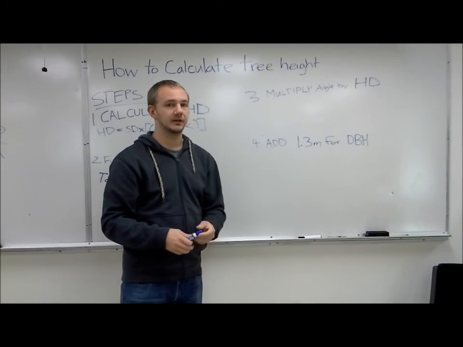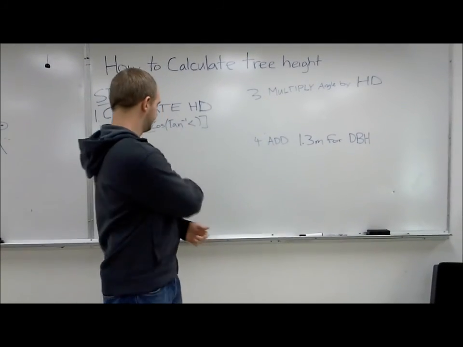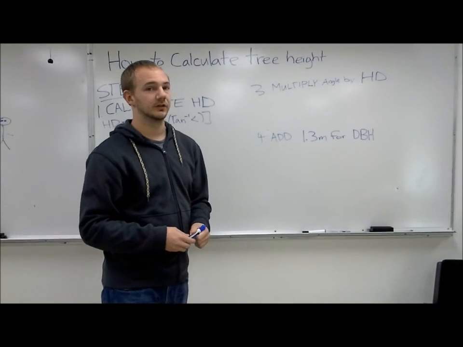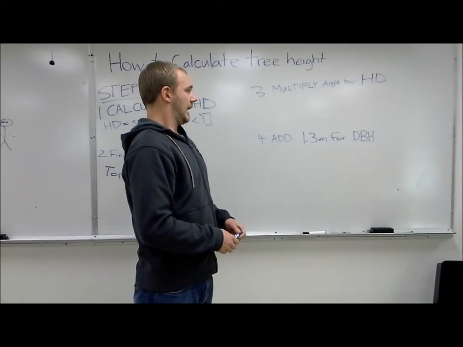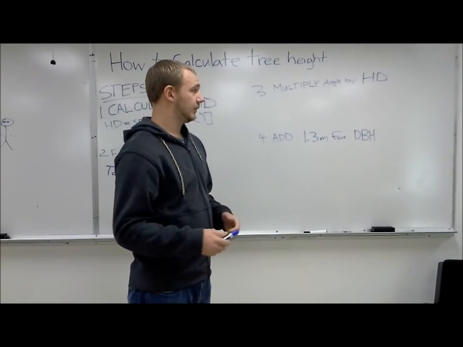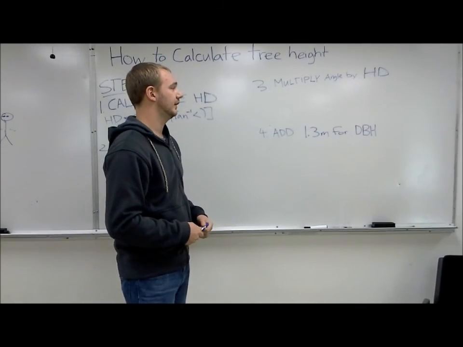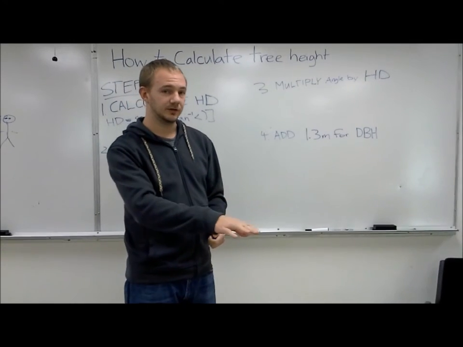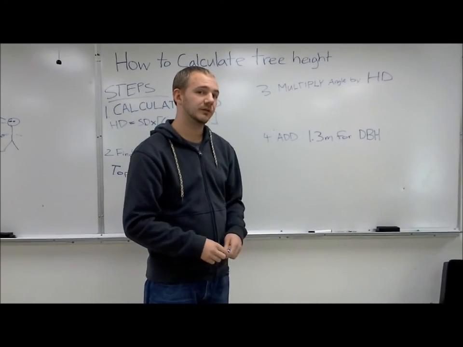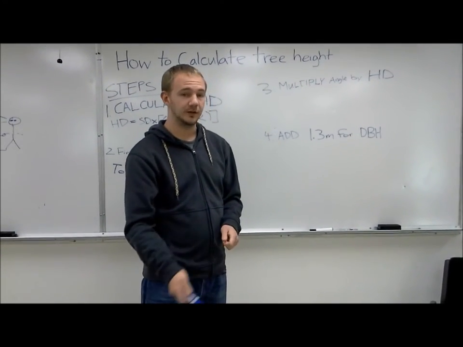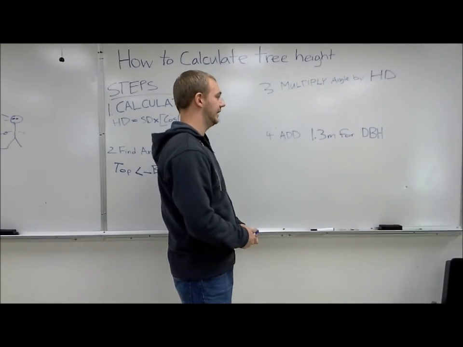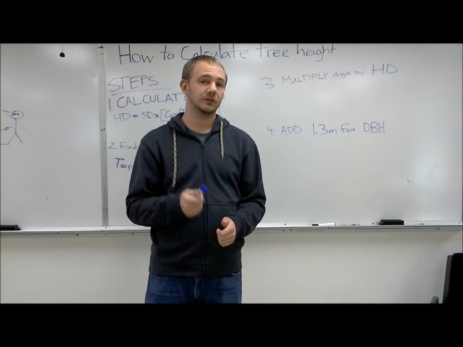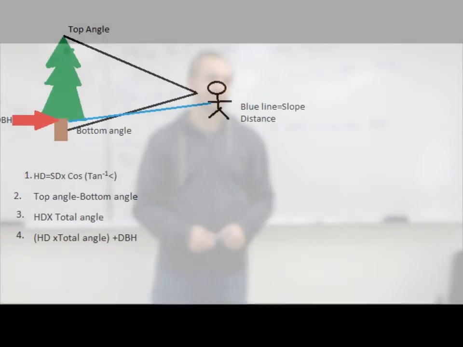Next, we're going to take that angle that we've come up with in step 2 here, and we're going to multiply that by the horizontal distance. And that will give us a number, and we're almost there. So after that, we just add 1.3 meters, that adjustment, because that's where we held the Eslon tape at DBH. So from here on out, I think we're going to take it outside and show you an example of this.